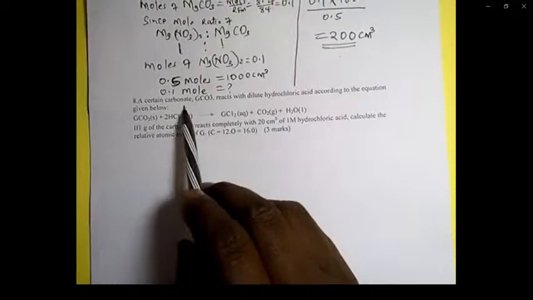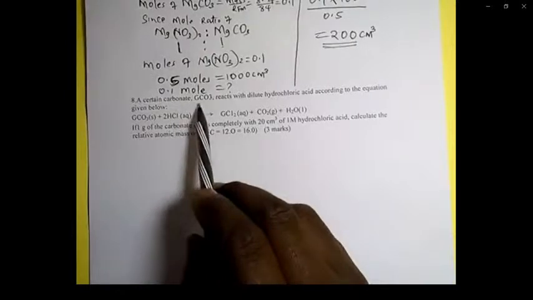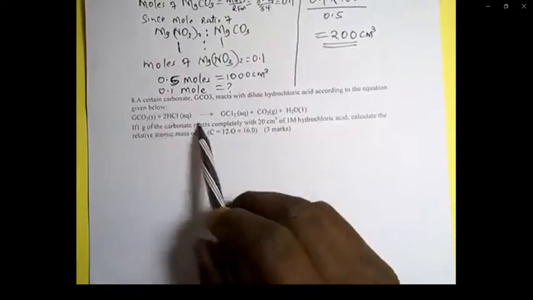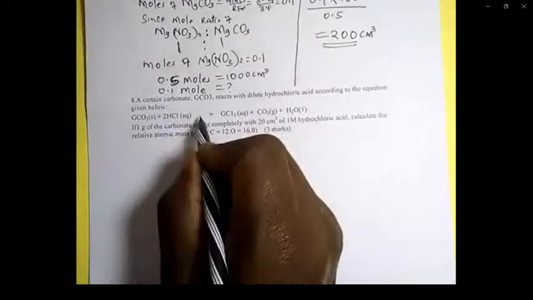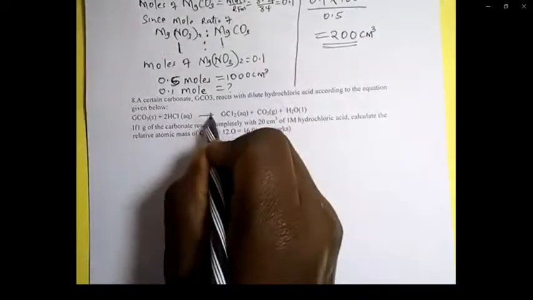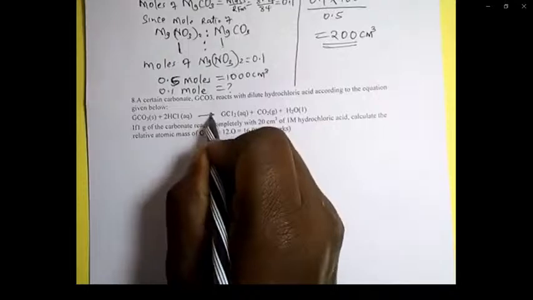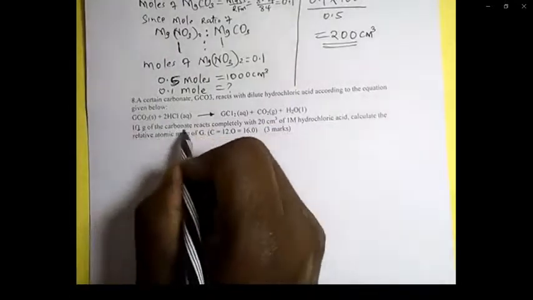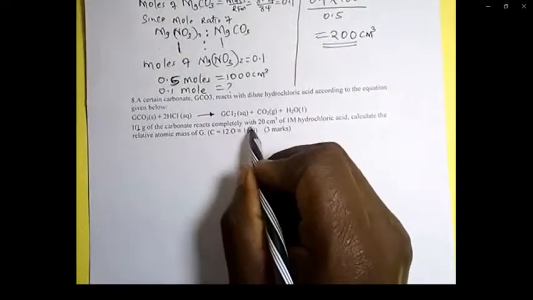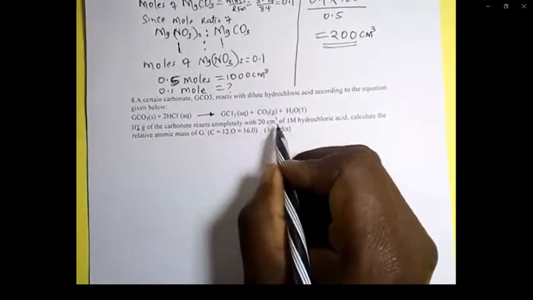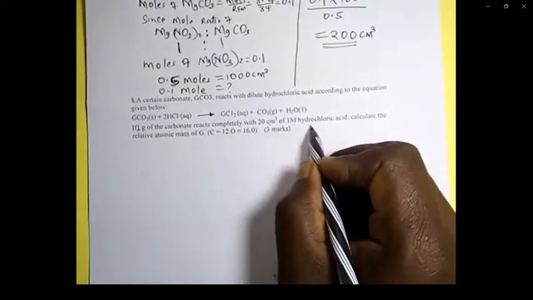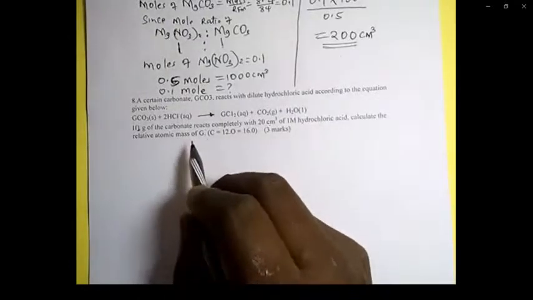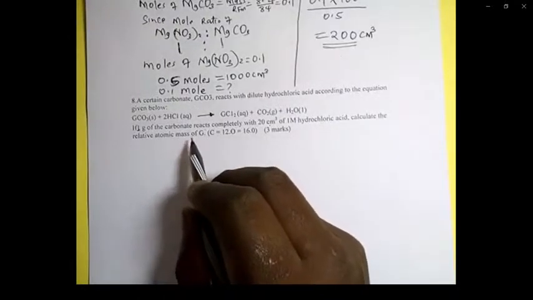A certain carbonate, G carbonate, reacted with dilute hydrochloric acid according to the equation below. We have been given the equation; the equation has been done for us. If 1 gram of the carbonate reacts completely with 20 centimeters cube of 1 molar HCl, calculate the relative atomic mass of G. We want to calculate the relative atomic mass of G.